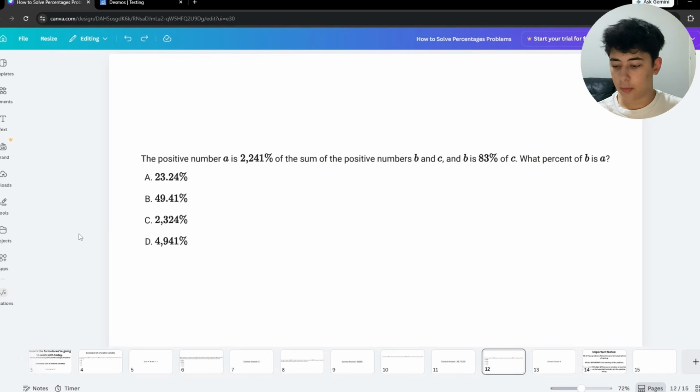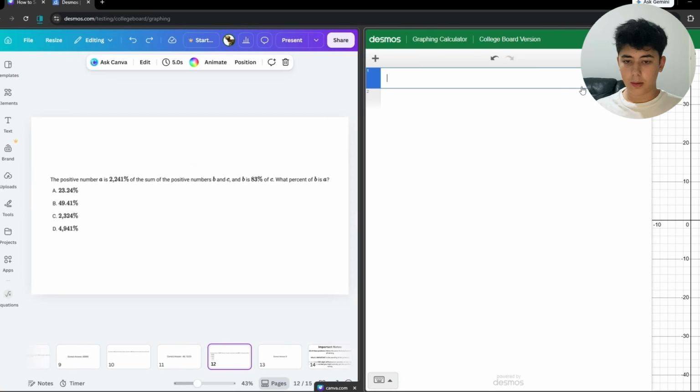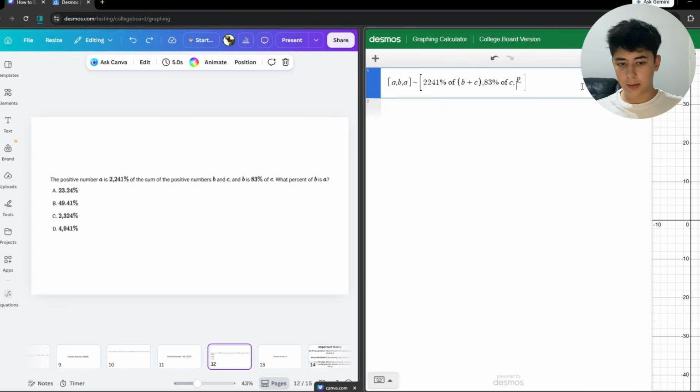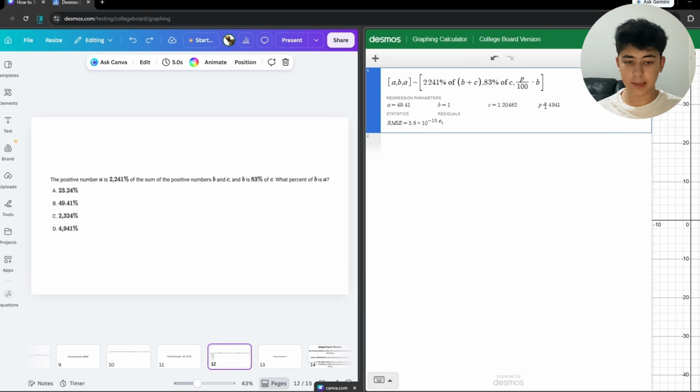Same formula like all the previous problems, but you're gonna have to pay attention to the wording of this problem, and you'll see why. So here you're gonna write A, B, and A. Then on the other side, you're gonna write 2241% of B plus C. Then you're gonna write 83% of C. Then you're gonna write P divided by 100 multiplied by B. And then we're going to get the answer, which is P is equal to 4,941%. So the answer here is D.